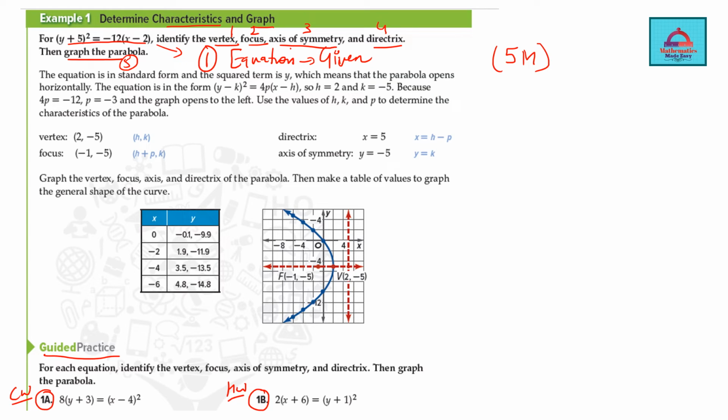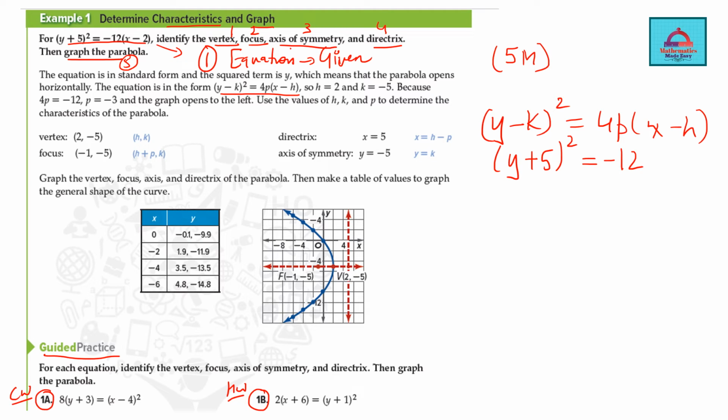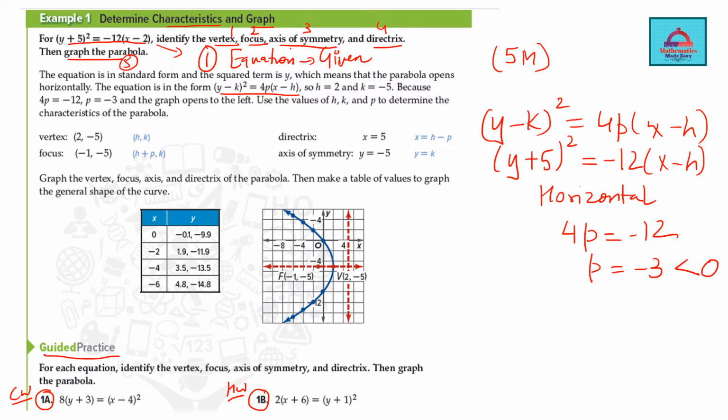First step, you'll compare it with the standard form. This is the final equation of the standard form, and you are comparing it with what is given. I'm just writing it one more time. Now this parabola definitely has horizontal orientation. Why? Because it's compared to the horizontal parabola. Here you see 4p is equal to -12, or p is -3. Because p is less than 0, this parabola being horizontal will open on the left.